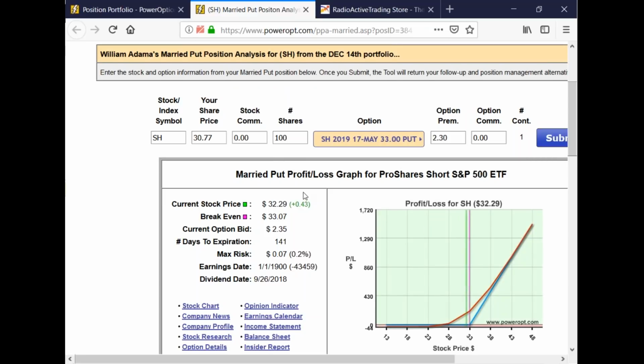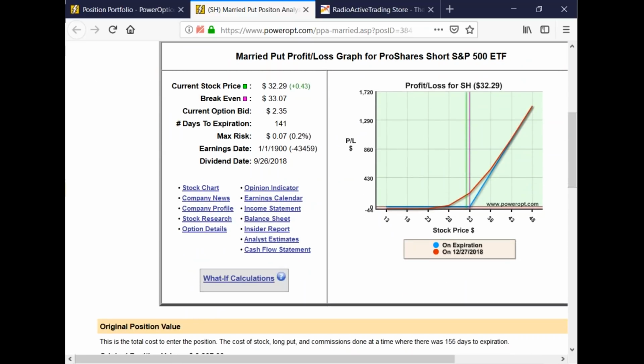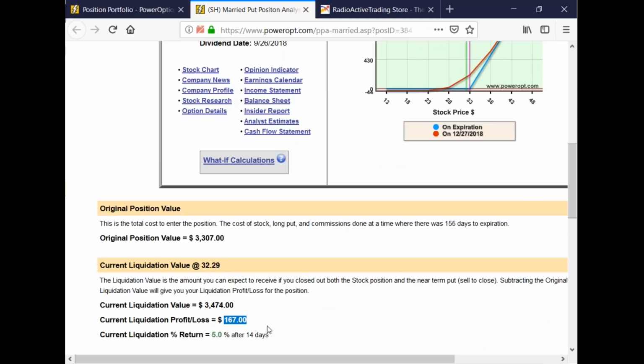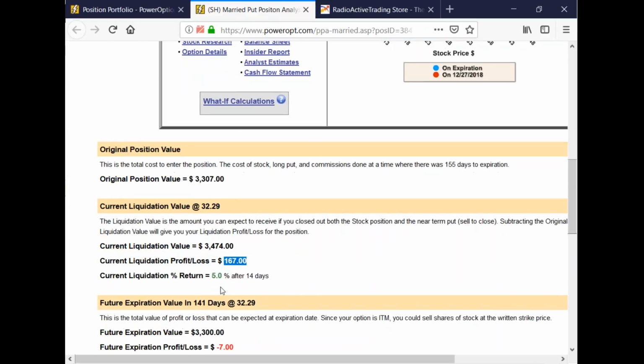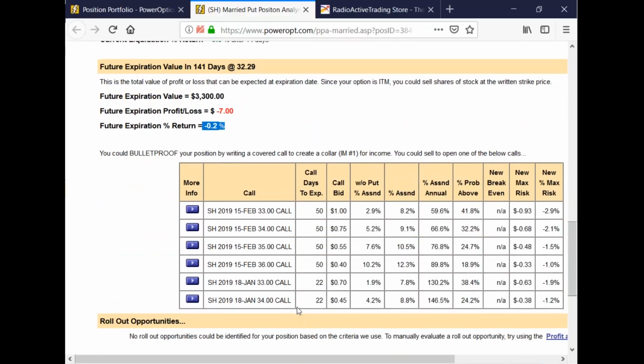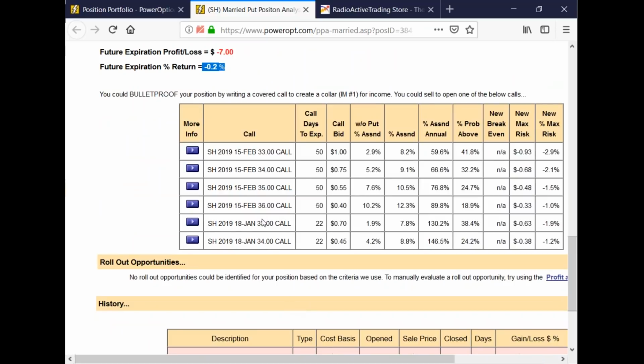So we see the structure of the current trade. It's a winning trade, and it's still moving up in price. Don't worry, we're going to take a look at a loser in a minute. But I see here, there's my liquidation. If I sold to close the stock and sold to close the put, we'd have a current return of 5%. If I continue to hold it all the way to May expiration and the stock stays at $32.29, yes, we'd have a loss of 0.2%. Now, down below this breakdown, we see what are called the rollout opportunities. We see various positions here where we could bulletproof the trade by simply selling a call.